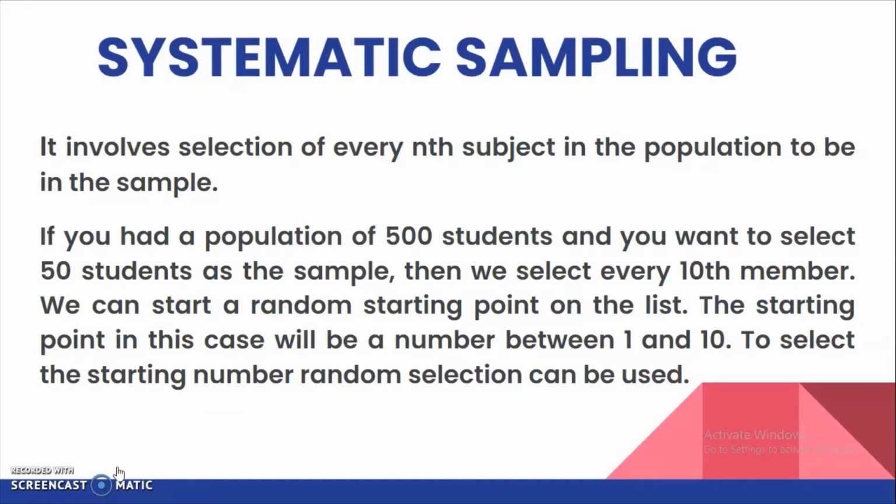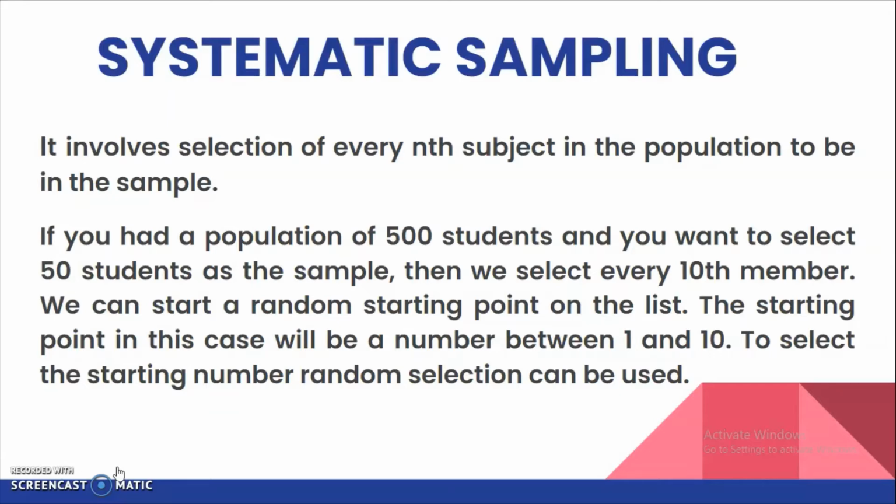So what we are doing is we select every nth subject in the population. Instead of taking it at random, we select the nth, and the starting point needs to be finalized. We can't select the starting point according to the will of the researcher. It is not done that way. Then it becomes a non-probability sampling. It should be a probability sampling in every manner. So we can start from a random starting point on the list. The starting point in this case will be a number between 1 and 10. To select the starting number, random selection will be used. So random we will use for what?